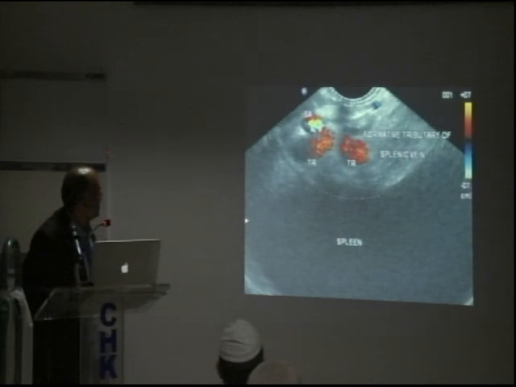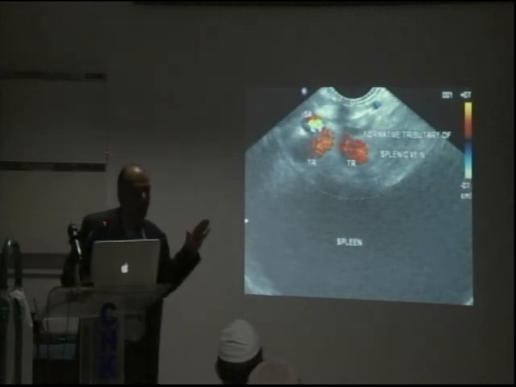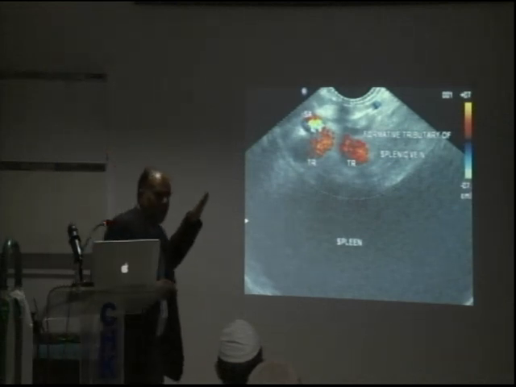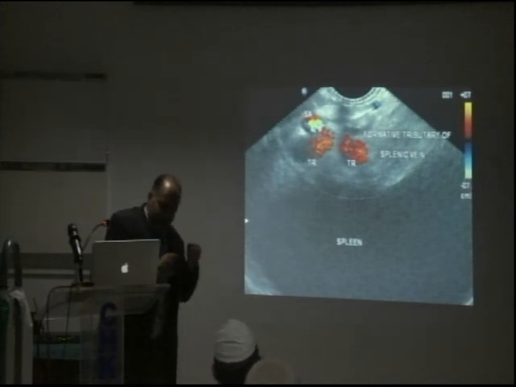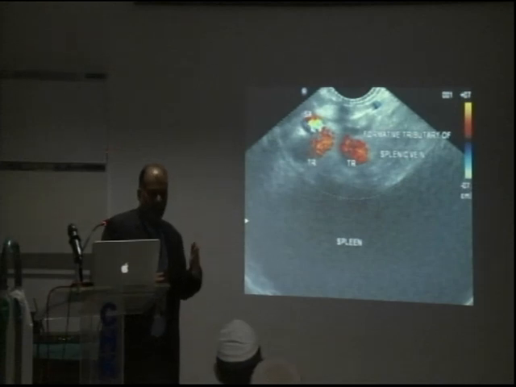Okay. So just to give you an idea, this is the splenic vein. This is the spleen here. These are the tributaries, splenic. There's a splenic artery here. So where are we now? In the stomach, and rotating towards your right shoulder, towards the tail of the pancreas.